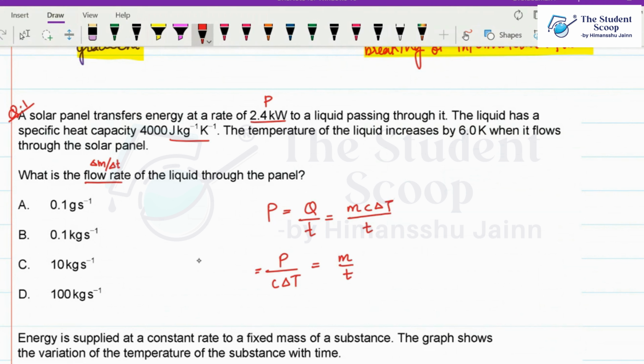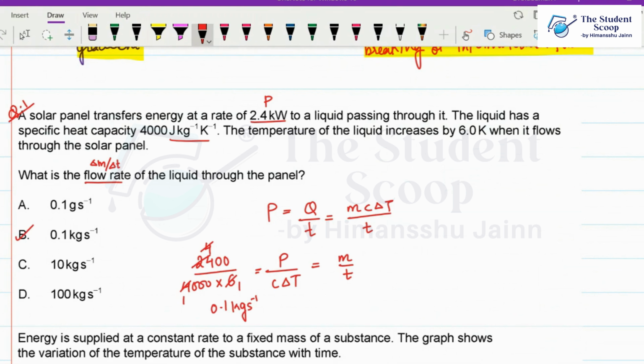So power is given as 2400 watts, then this is 400 and this is 6. So 6 ones are 6, 4s are 4, ones are 4. So it is basically 100 over 1000, which will give us 0.1 kg per second.